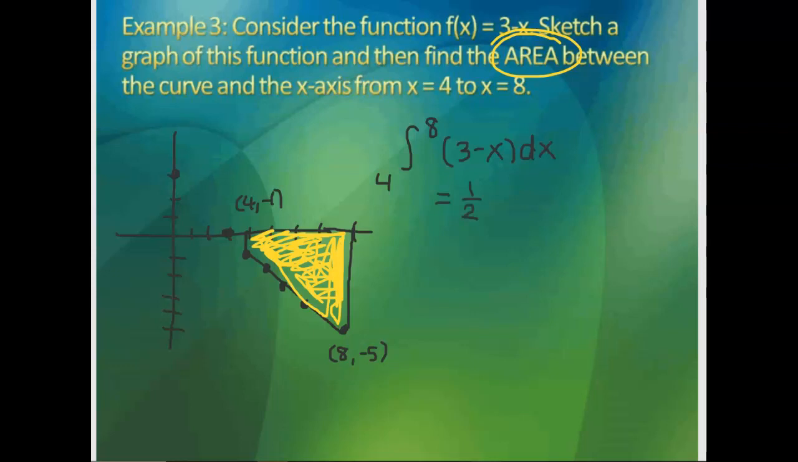Now the height of the trapezoid is the length on the x-axis. So that's 1, 2, 3, 4, because it's from 4 to 8. The bases are the units we're going down, so -1 and -5. And that's where I was saying that the integral can be negative, where the area has to be the absolute value of those problems. So half of 4 is 2, and then that's times -6.